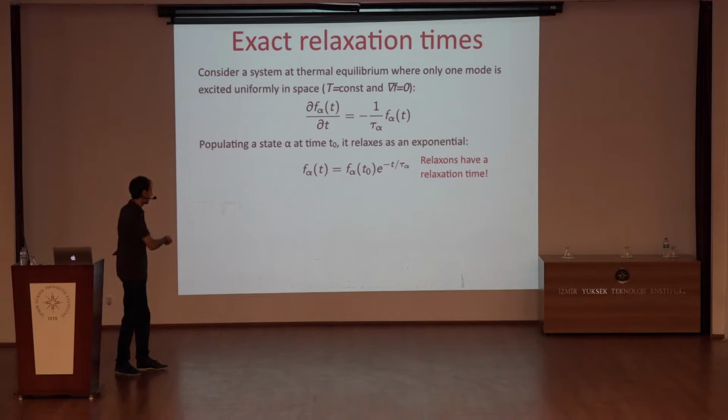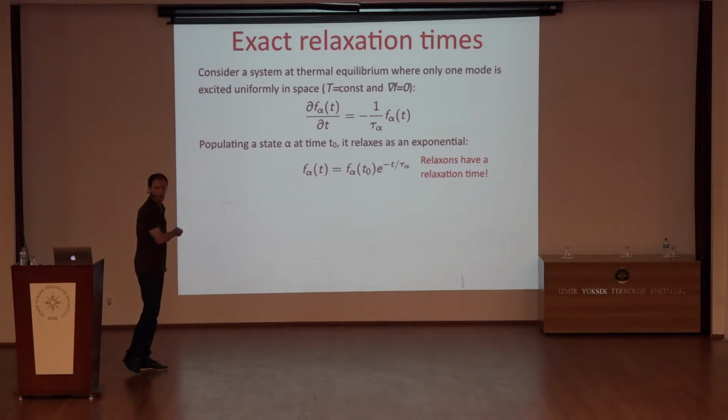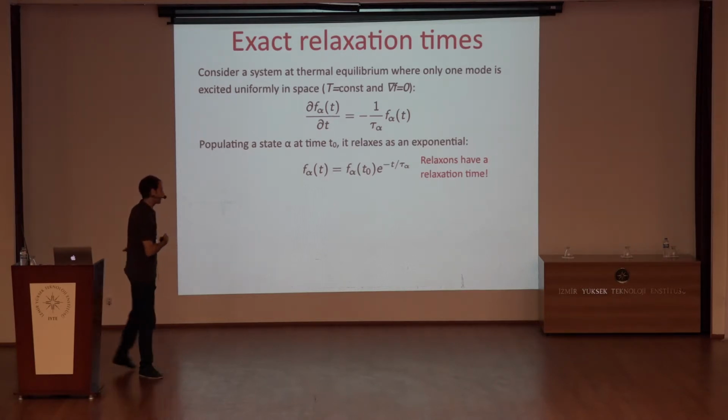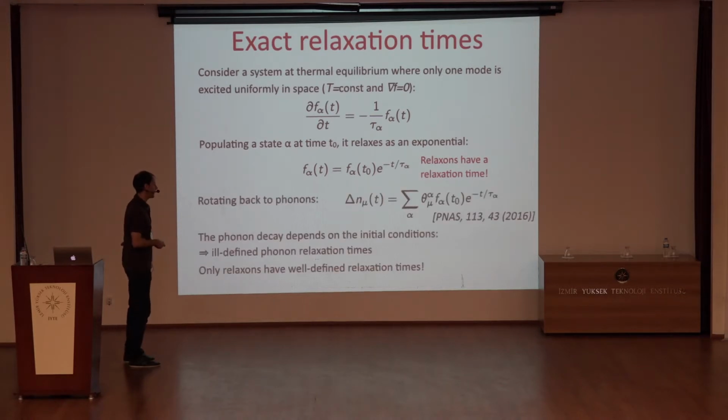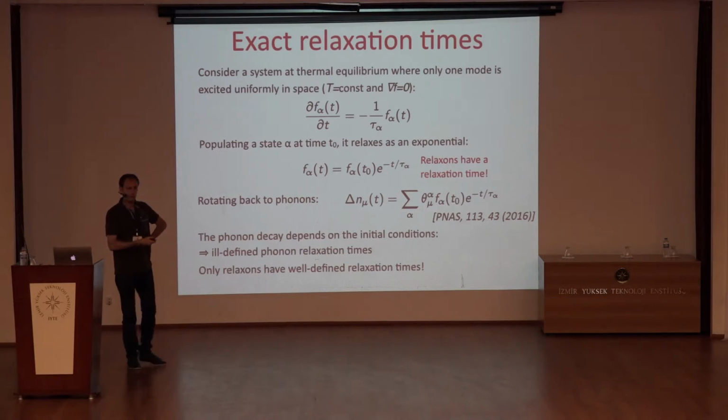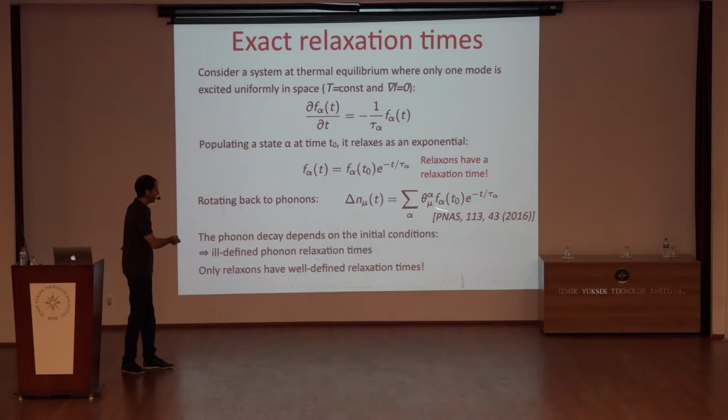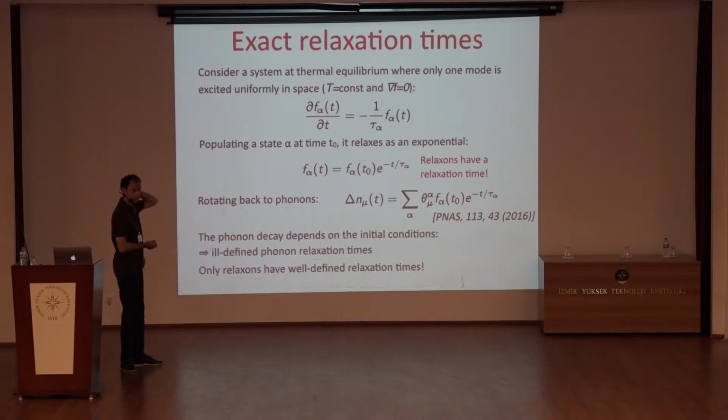Something that takes a time tau to decay by a factor 1 over e. Right, so relaxons are characterized exactly by relaxation times. And of course, if you rotate these results back into the basis of phonons, you can also see that the time evolution of the phonon occupation number is going to be determined by a linear combination of several exponential decay rates, with coefficients which have all possible signs and change from one relaxon to another. Basically, this can be any decaying function, not necessarily an exponential, and therefore you cannot rigorously define the relaxation time of a phonon.